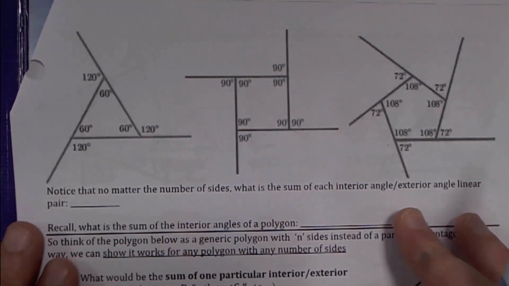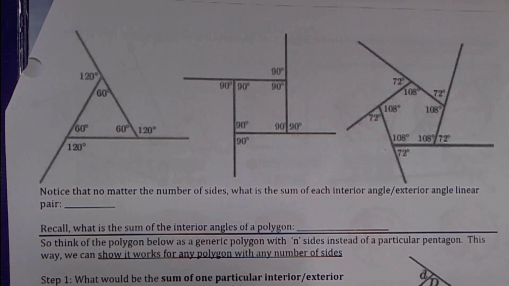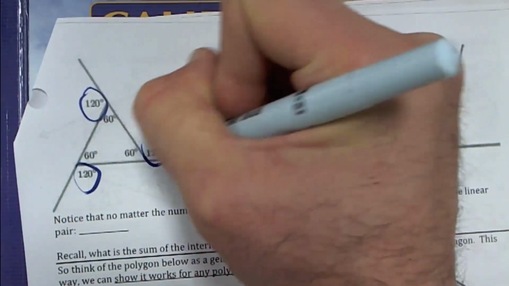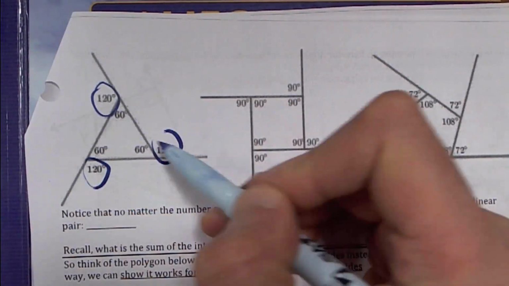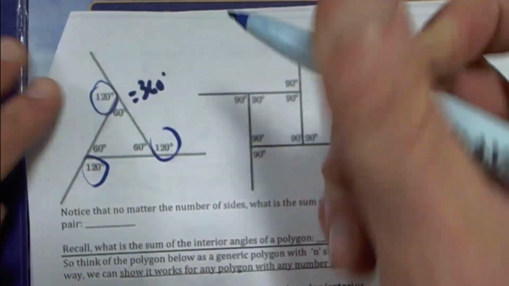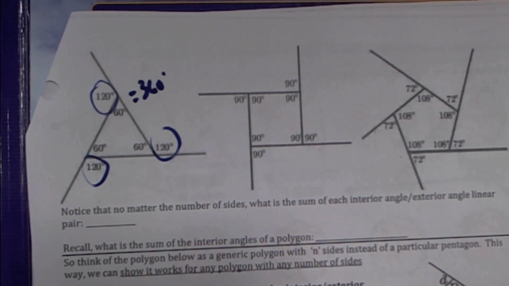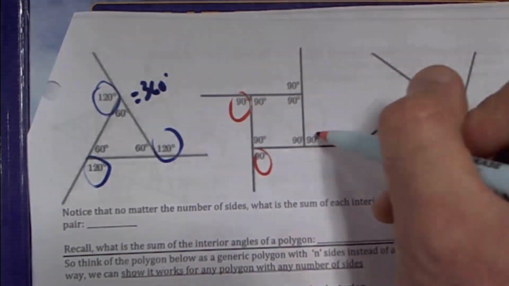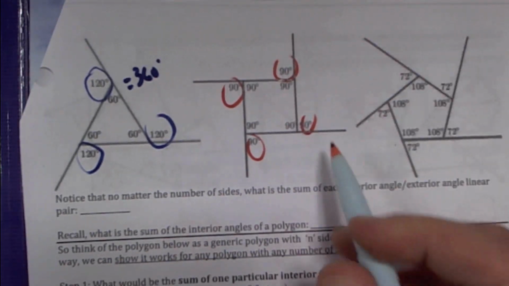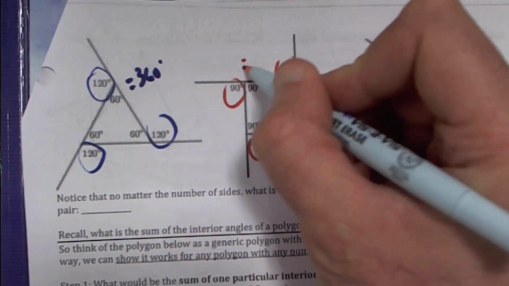Let's say a few more examples. Again, we're looking at the exterior angles. So let's look at this example. 120, 120, 120. Add up those guys, and we still get 360. That's weird. How about this one? 90, 90, 90, 90. 4 times 90. Yep, also 360.